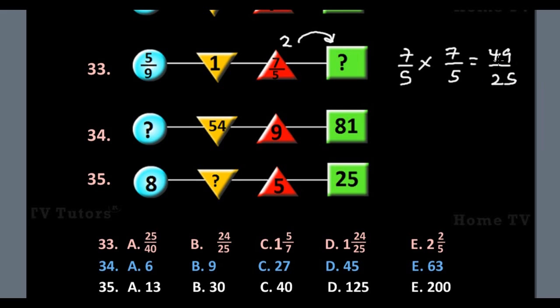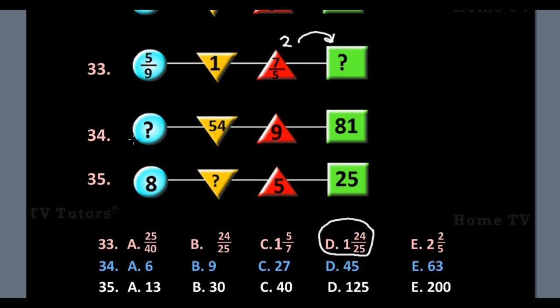So 25 will go in 49 one time, so we have a whole number 1, and remaining 24. Okay, because if you minus 25 from 49, 9 minus 5 is 4, 4 minus 2, 2. So remainder 24 over 25. So the answer option D is the right answer.